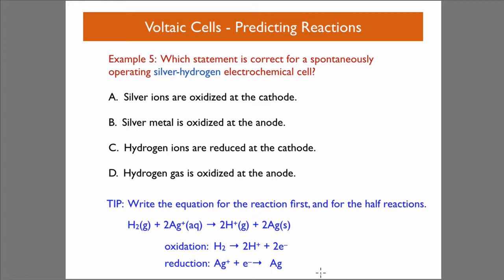Let's pause. And that's right. Remember that reduction happens at the cathode and oxidation at the anode. We see the hydrogen gas is oxidized at the anode.